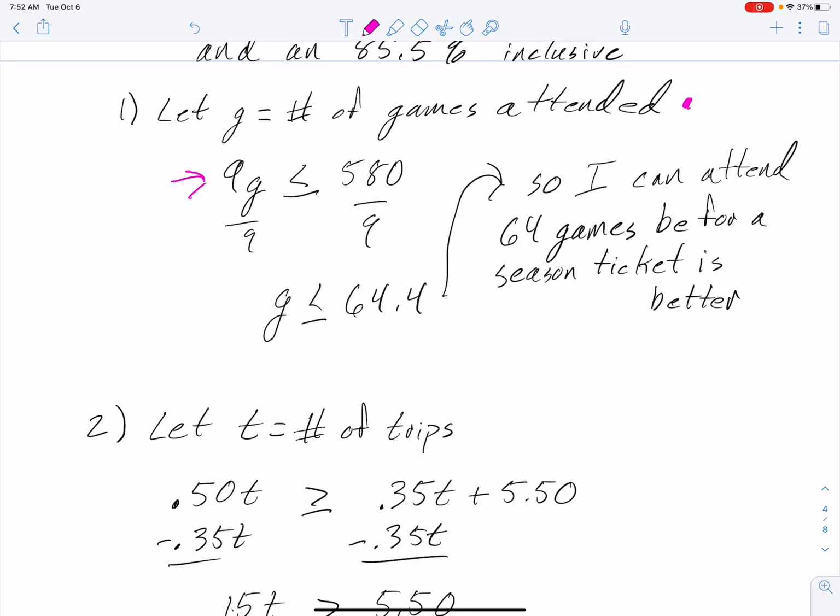So we're trying to figure out, is it better not to buy the season tickets or buy the season tickets? Divide by 9 and get G is less than or equal to 64.4 games. So what this means is that if I'm only going to attend 64 games, it's not worth buying season tickets. By the time I attend my 65th game, it would be better to buy the season tickets.